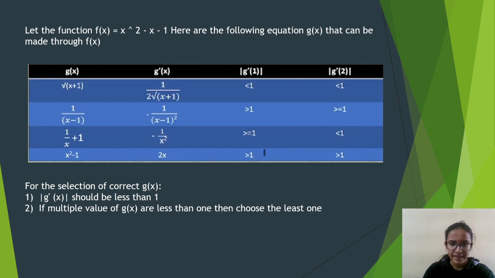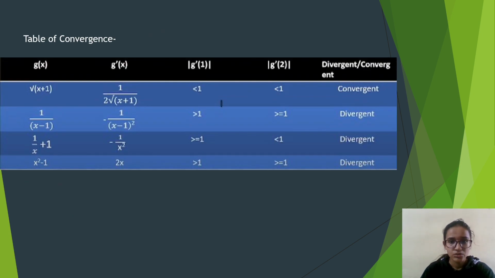So for correct value of g of x, we have to consider that the absolute value of g dash x should be less than 1. And if multiple values of g of x are less than 1, then choose the least value. So we have to choose the least value. So this is the table of convergence.